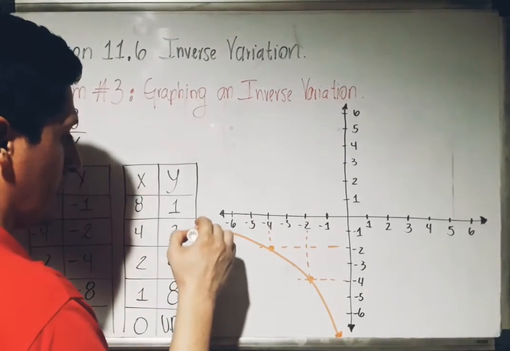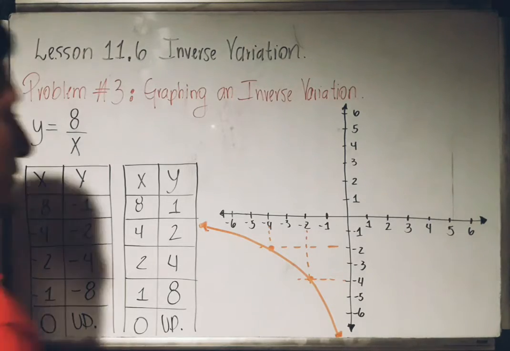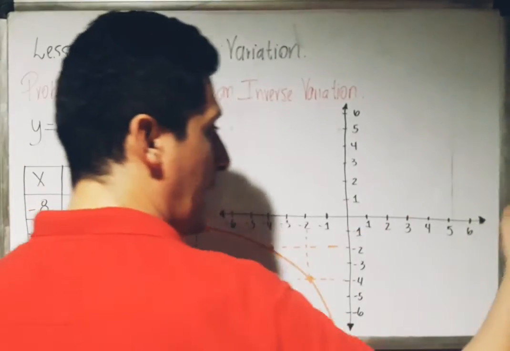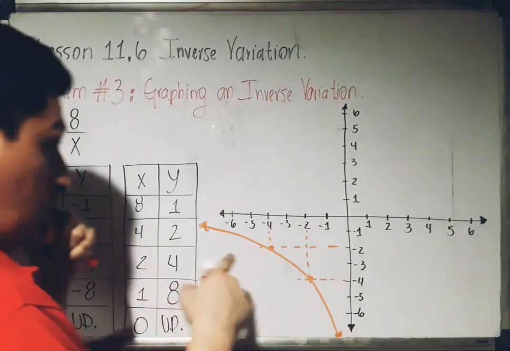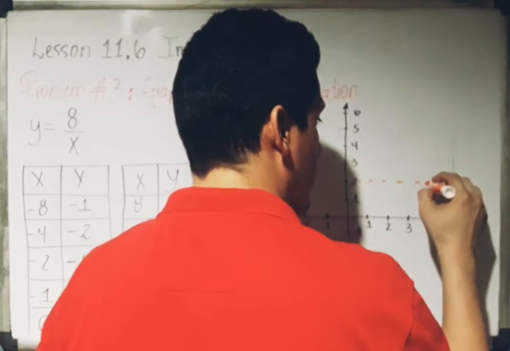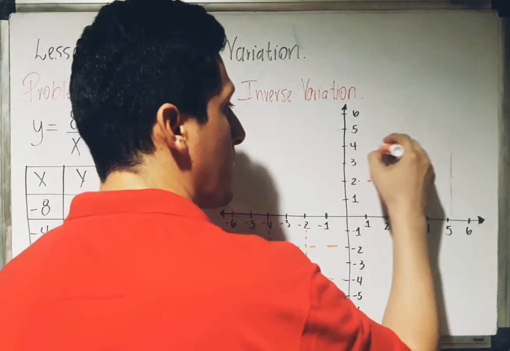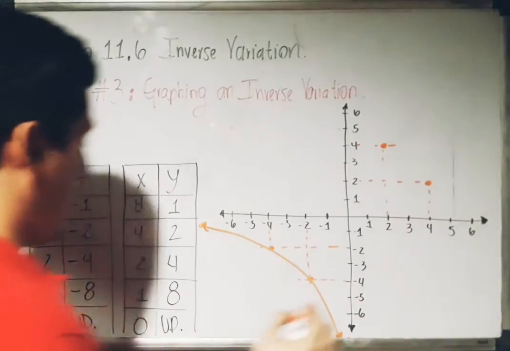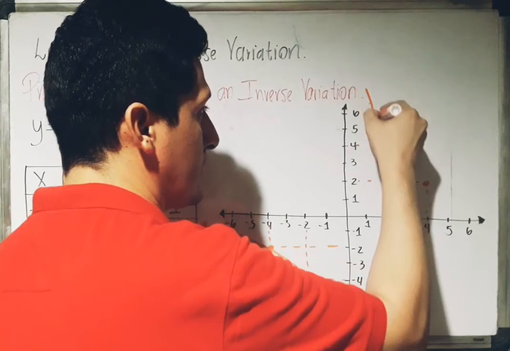That's going to be the equation that you already have, on the negative side. On the other side, it's going to be the same way. We're going to have 4 and 2, 4 for x and 2 for y. Then you're going to have 2 and 4, 2 in x and 4 in y. Also you're going to have 1 in x, which is going to be really up, something like that.